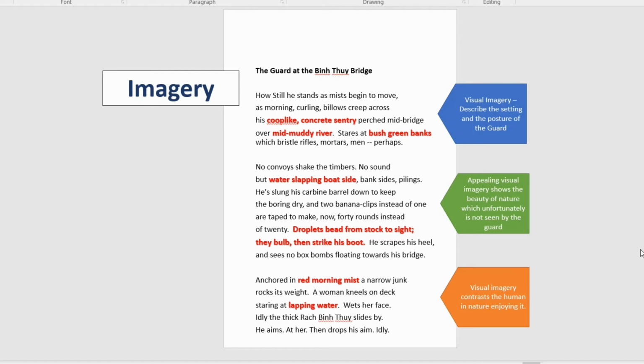Okay, let's move to the last stanza. You see visual imagery like red morning mist, lapping water. This visual imagery contrasts the human in nature. The human is the woman, she is enjoying nature. Those visual images contrast these two figures, the element of nature and the woman.